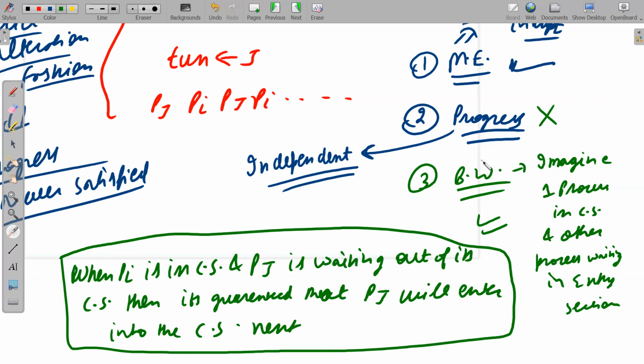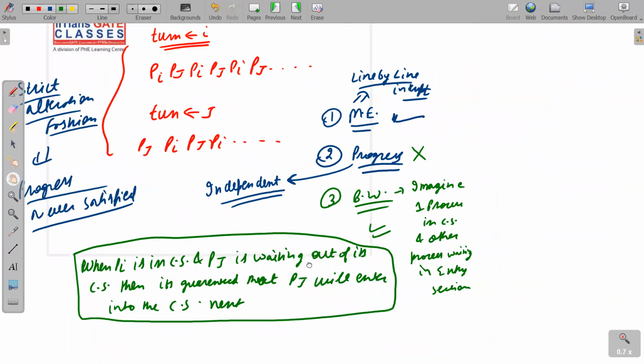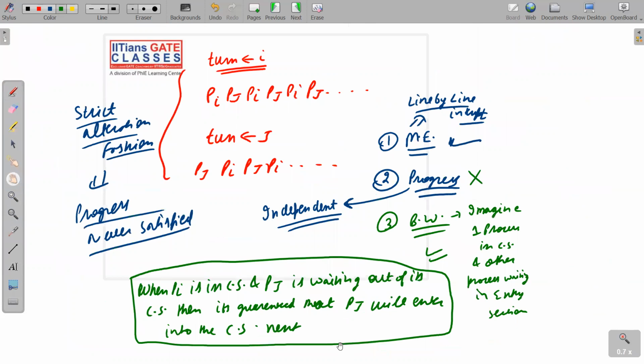So the basic thing is, imagine one process is in CS and another process is waiting in its entry section. When PI comes out of CS, it is guaranteed that PJ will enter the CS. That means PI cannot go in and out of CS again and again while PJ is waiting in its entry section. If it was like that, then bounded waiting would not be satisfied. I will tell you all these things in more detail when we start other algorithms. Please take snapshot. I will jump to the next slide.